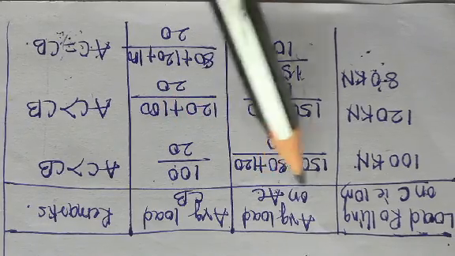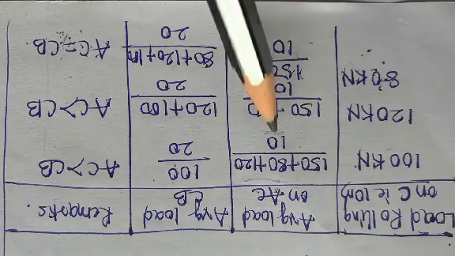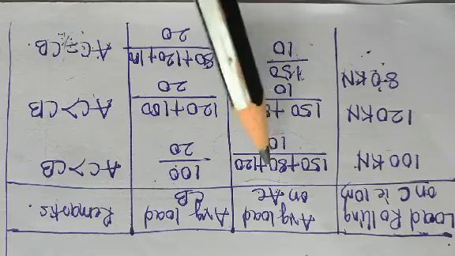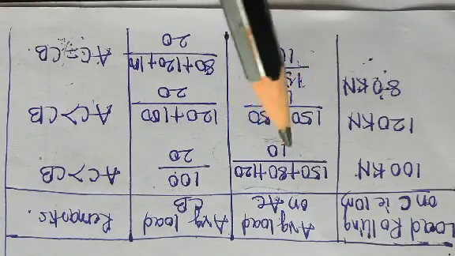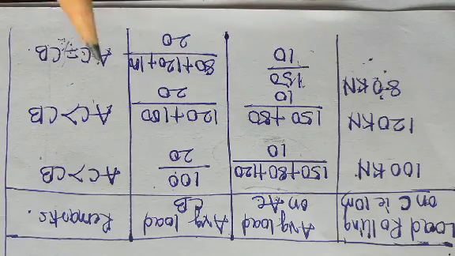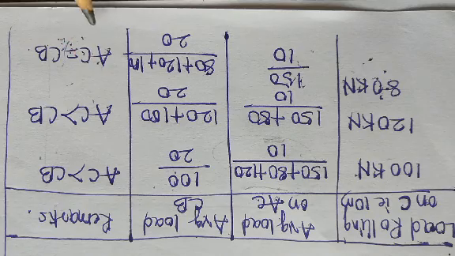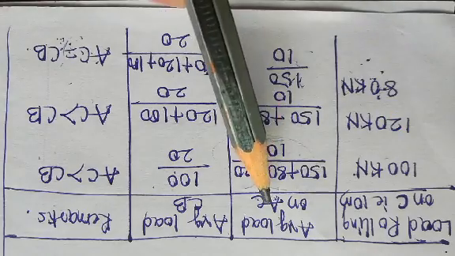So divide the load by the length of AC section. Once you have this, from the remark you get that AC is greater than CB. Next, you have to continue this till there is some change in the remarks. As you can see over here, when there is some change in the remark, next, 120 will cross C point.